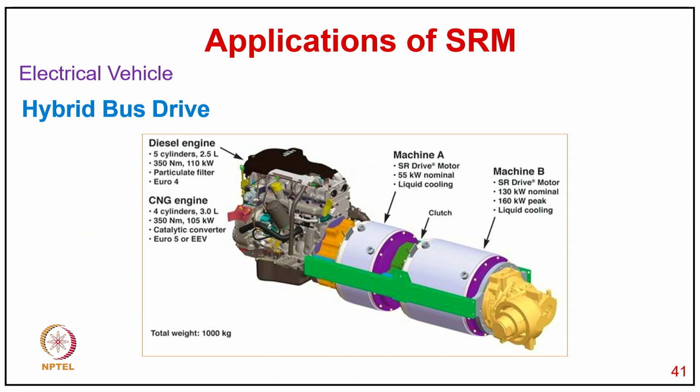So, this is a typical internal photograph of the engine or motor, you can call it, of the hybrid bus with different parts, with the SR drive motor of 50 kilowatt with liquid cooling, and then of course another SR drive 130 kilowatt nominal, 160 peak, liquid cooling.